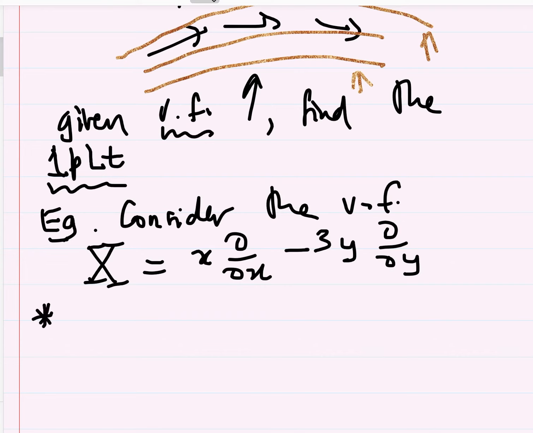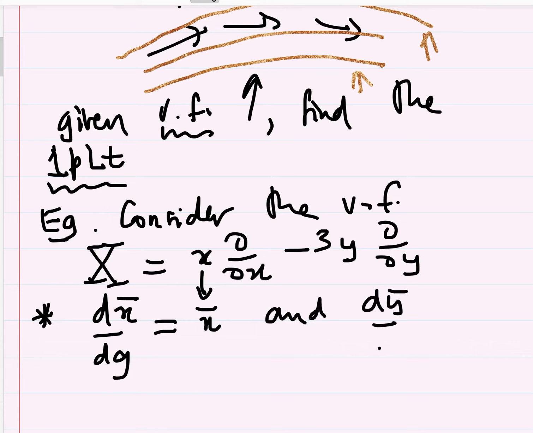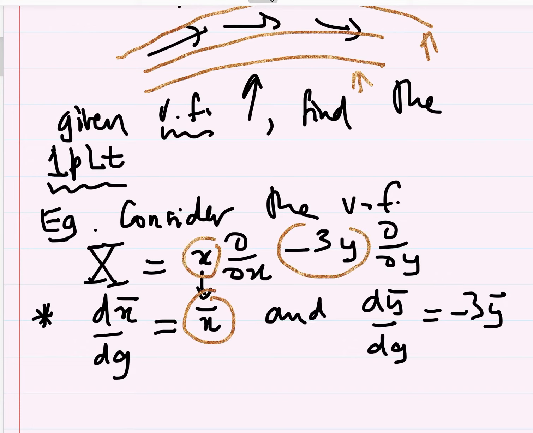And this is how we reconstruct the one parameter Lie group of transformations. We're looking for x bar and y bar. So we use the bar coordinates. So first of all, we let dx bar by dg, you see the one parameter Lie group coming in here, equal x bar, and dy bar by dg equals minus 3y bar. So let me just say what this is. If you bar that x, you get x bar. You bar the minus 3y, you get minus 3y bar.